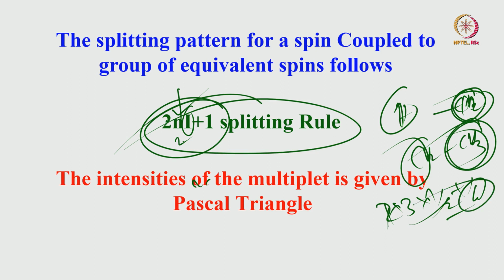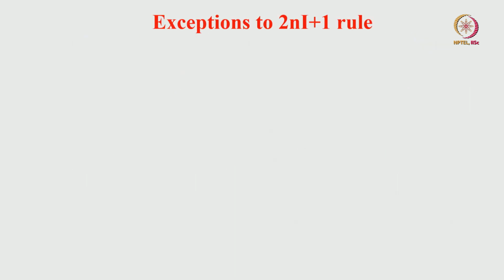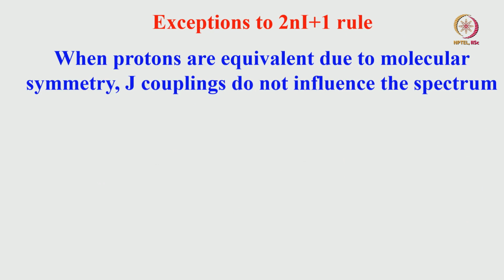One proton coupled to CH3 will be a 4-line pattern, when coupled to CH2 will be a 3-line pattern. And the intensity of this multiplicity is given by what is called Pascal's triangle. We will go by this now. But there are exceptions for this 2nI+1 rule.